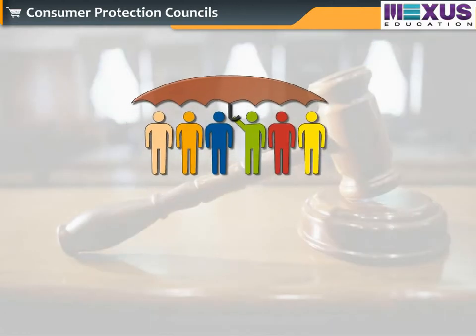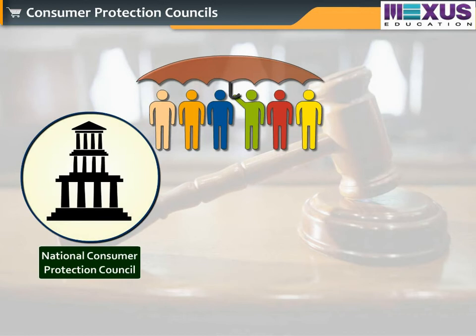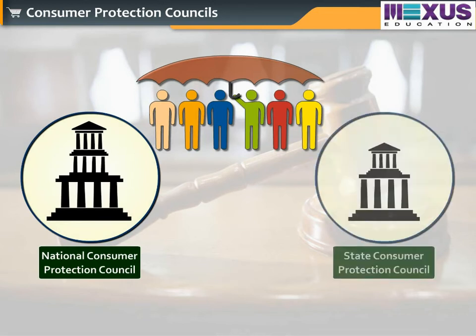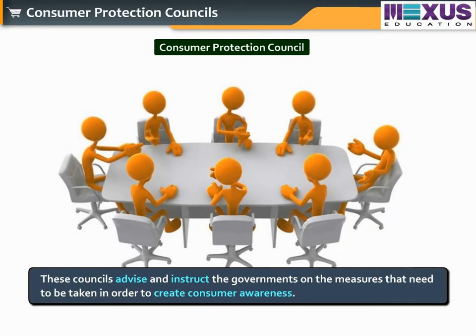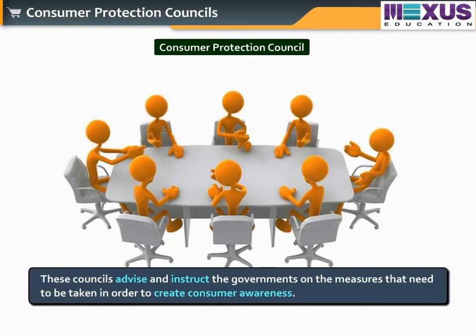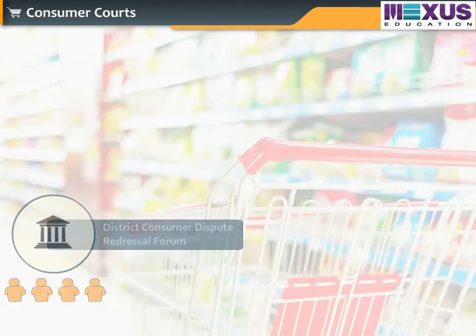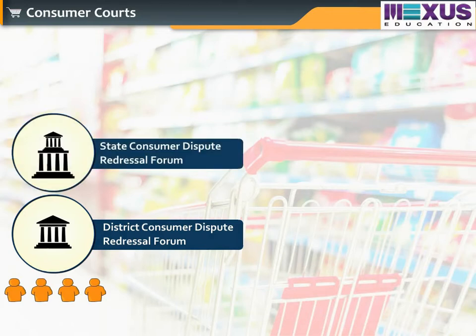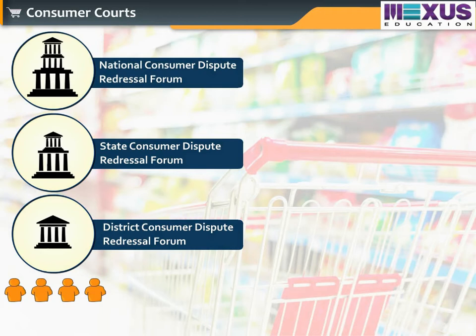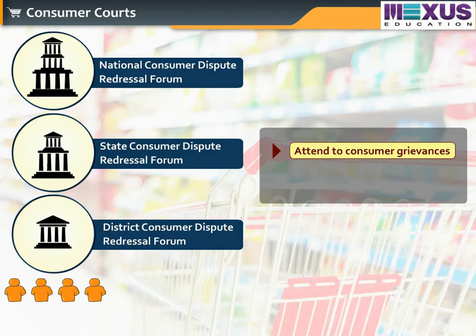In accordance to the Consumer Protection Act, a National Consumer Protection Council at the national level and a State Consumer Protection Council at the state level have been constituted. These councils advise and instruct the governments on the measures that need to be taken in order to create consumer awareness. District Consumer Dispute Redressal Forum, State Consumer Dispute Redressal Forum, and National Consumer Dispute Redressal Forum have been established in order to attend to the consumer grievances and find appropriate redressal measures.